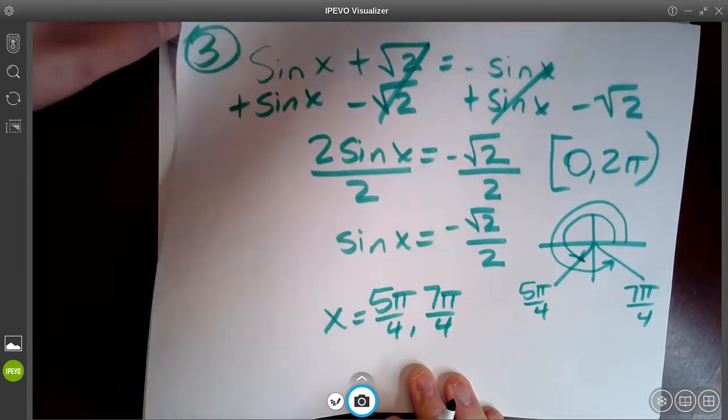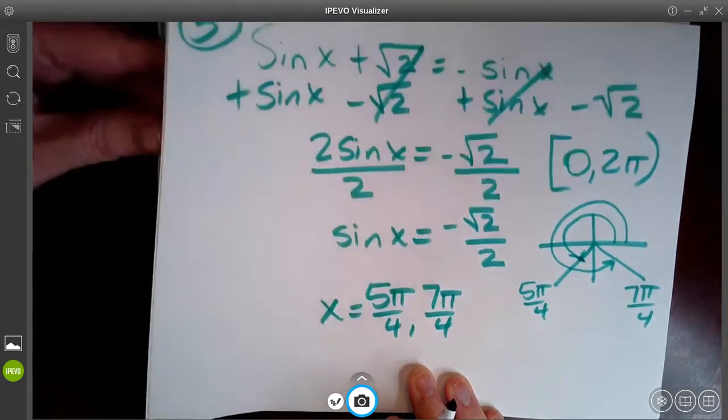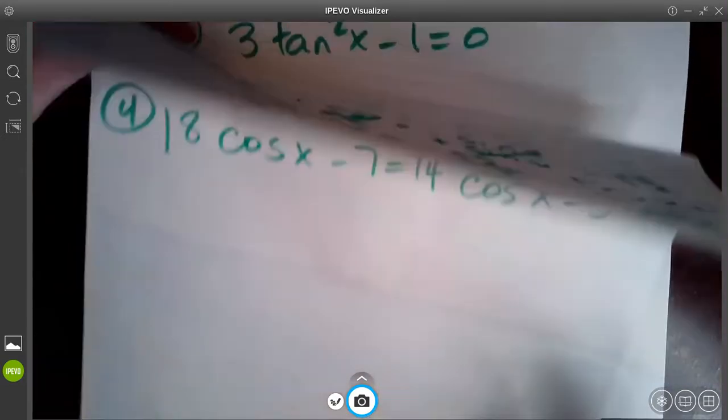So get your operation together. We're finding the angle anytime we're solving.